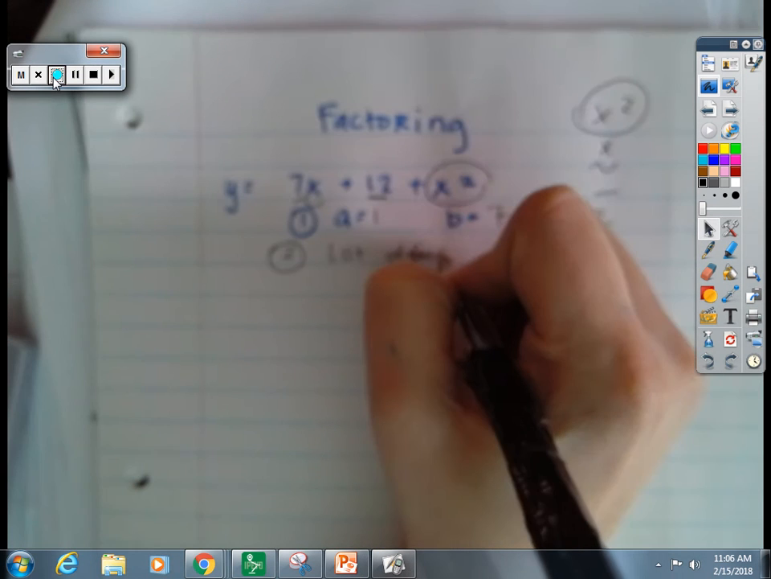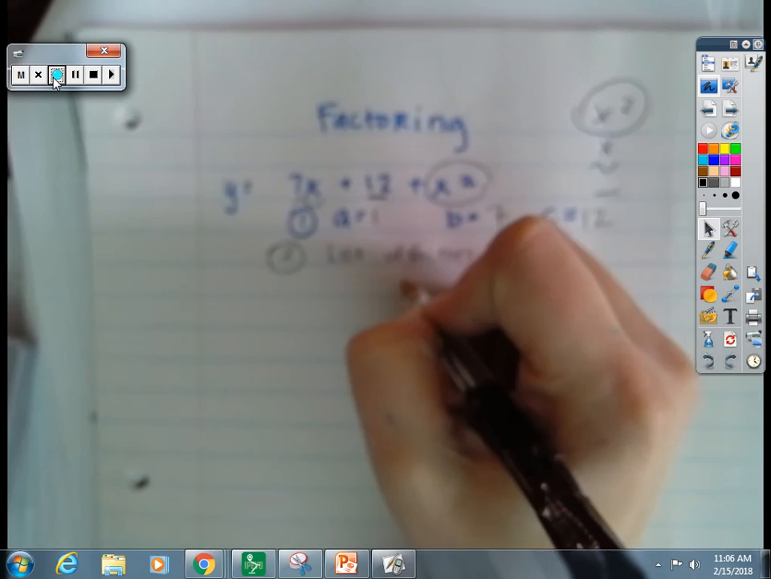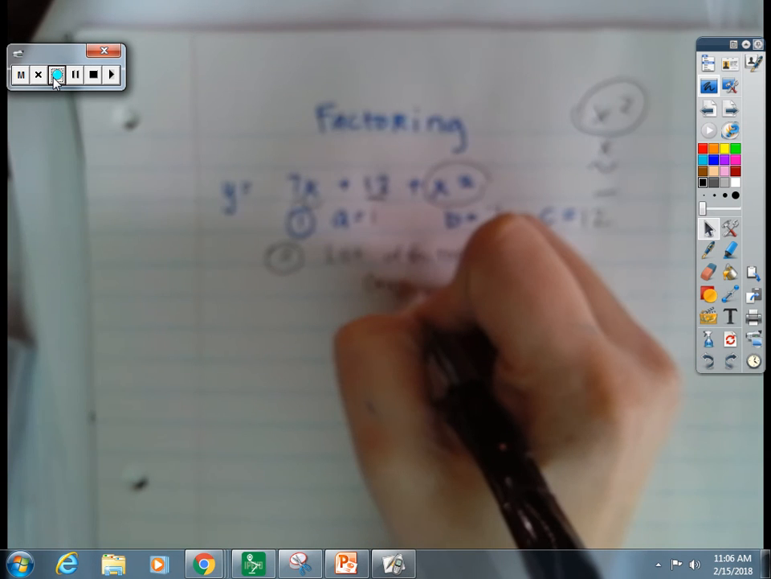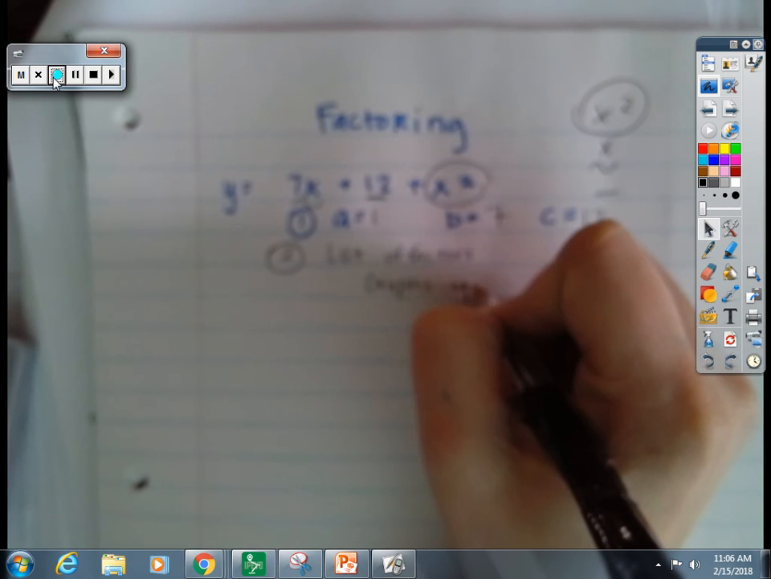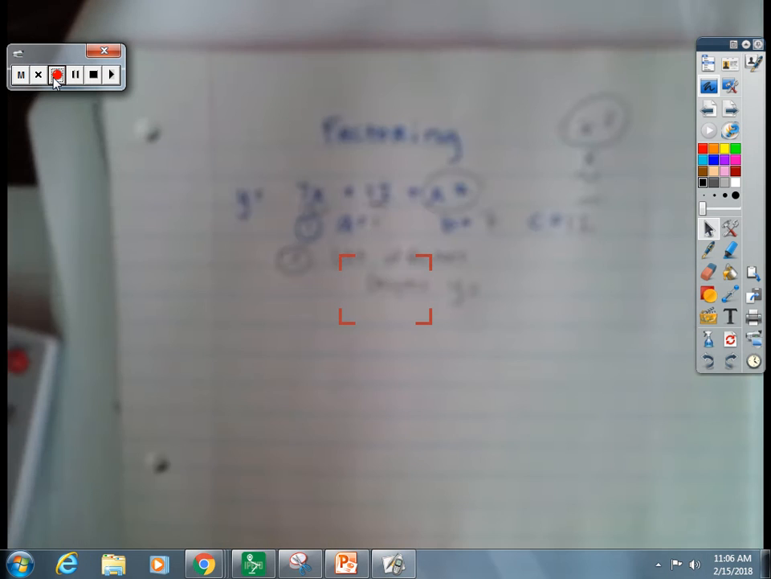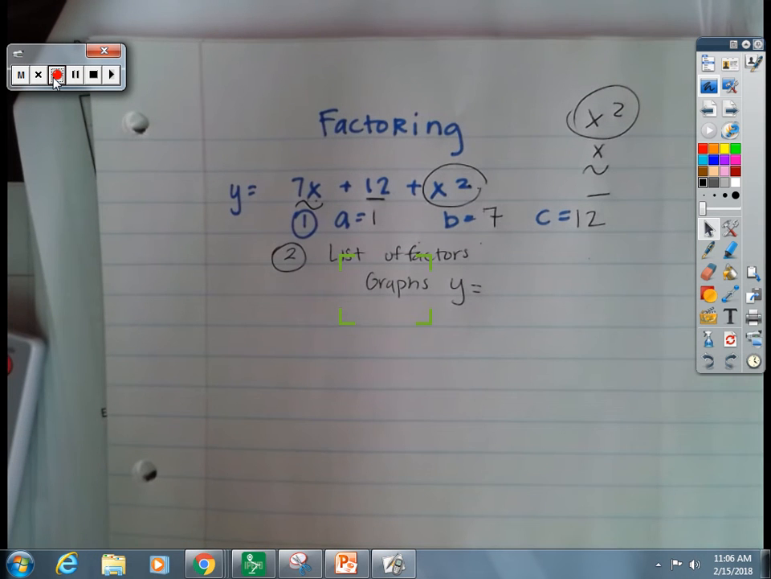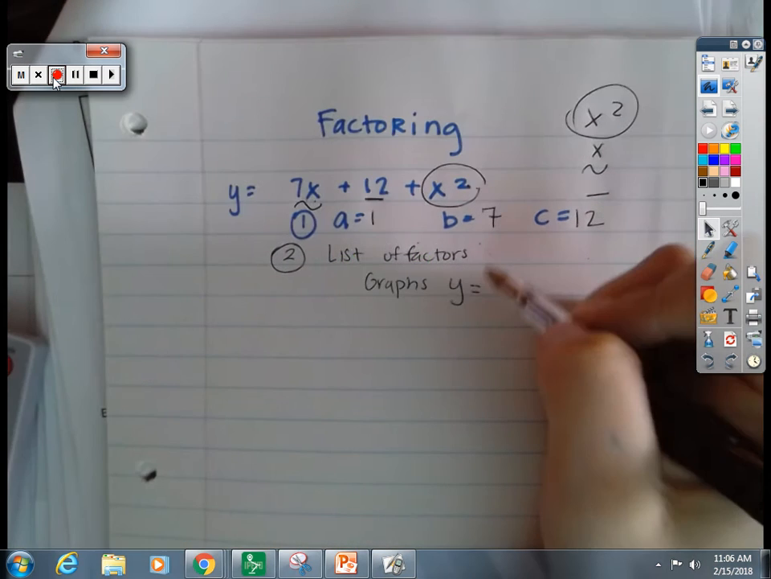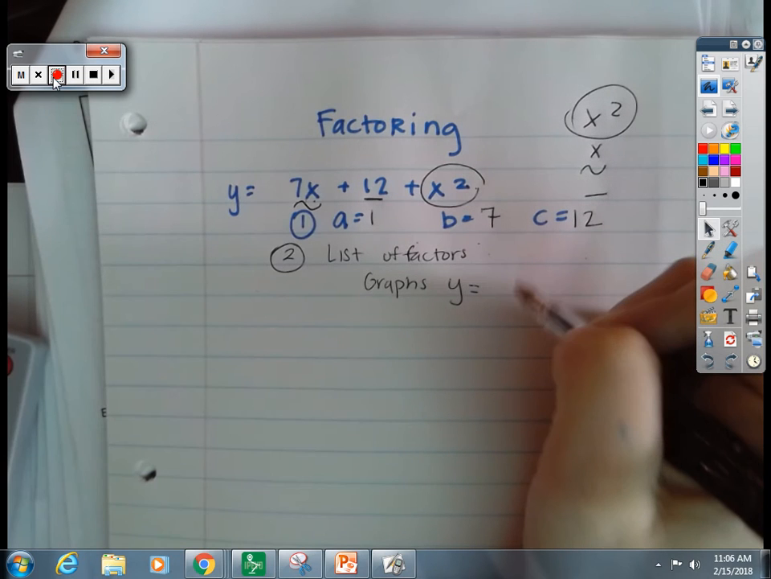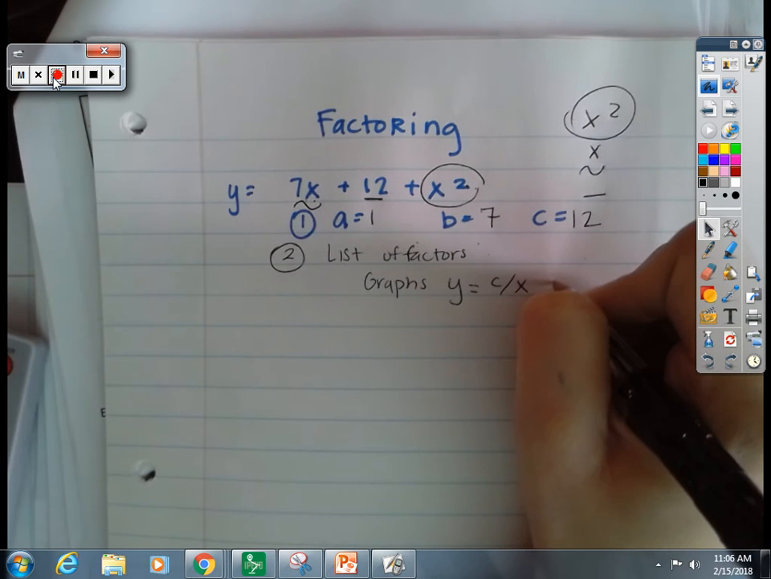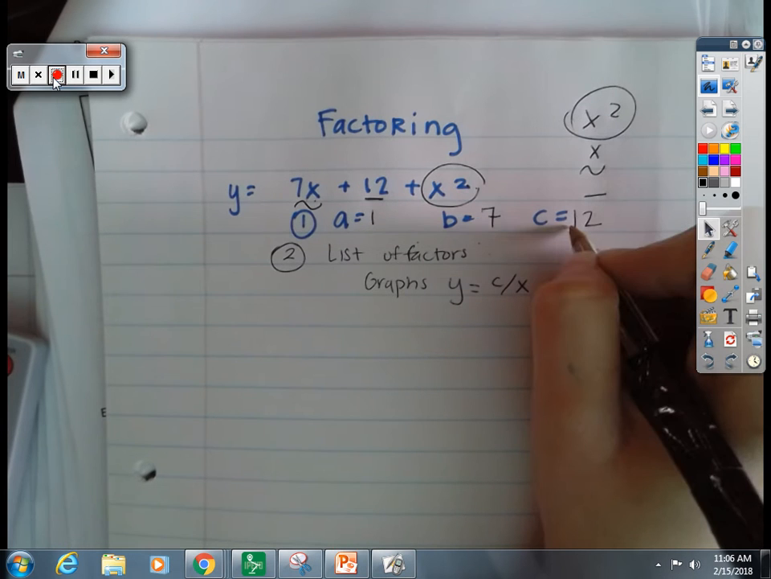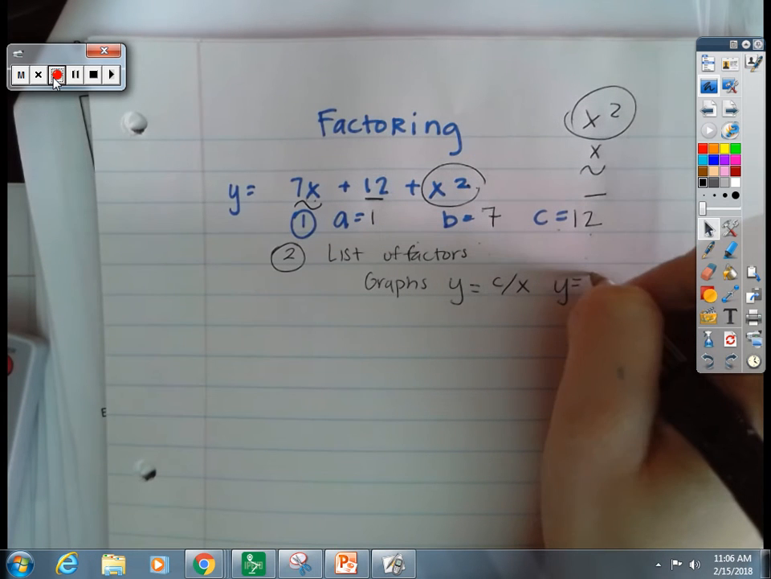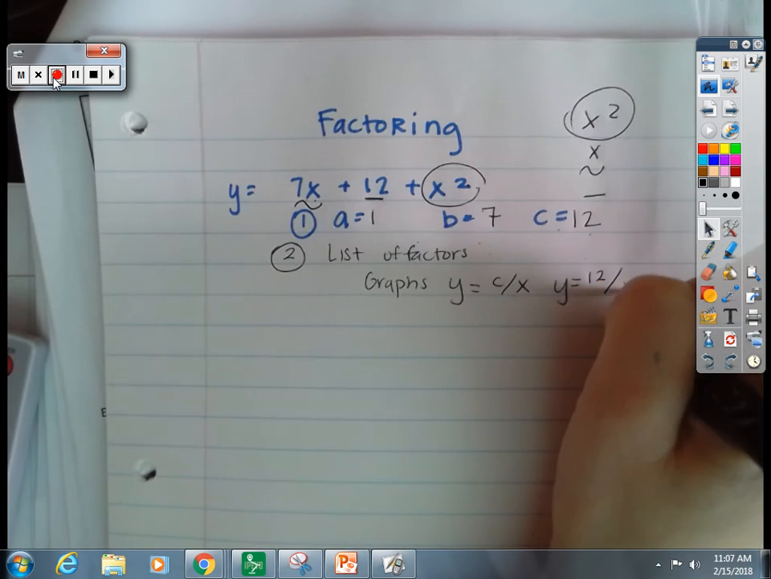Now, how do we do this? We're using the calculator. We're going to graphs. We're putting y equals. We make a list of factors. We put into the graphs, y equals, we put in C divided by x. In this case, my C is 12. So in the calculator, I put in 12 divided by x.